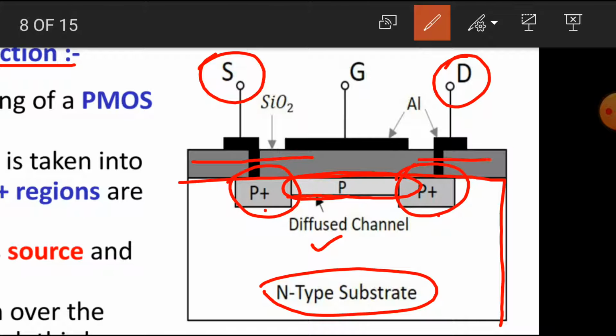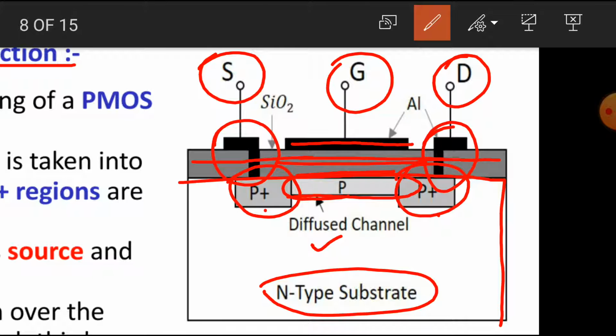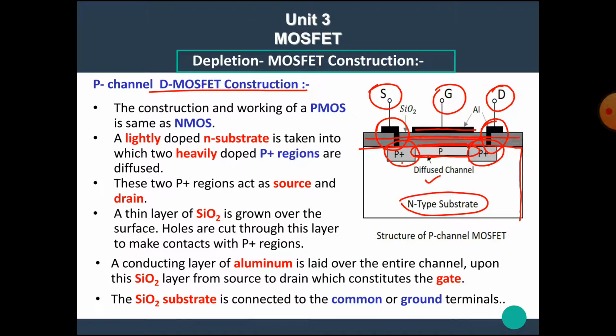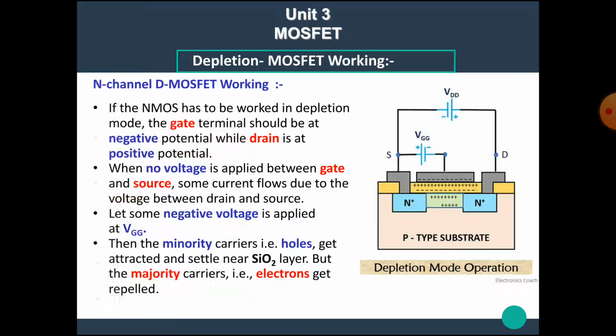Over it a thin layer of silicon dioxide is placed. The holes are made for the source and drain terminals, and over this silicon dioxide layer the aluminum layer is placed to make the gate terminal. I hope you all understand the basic construction of the P channel D MOSFET.